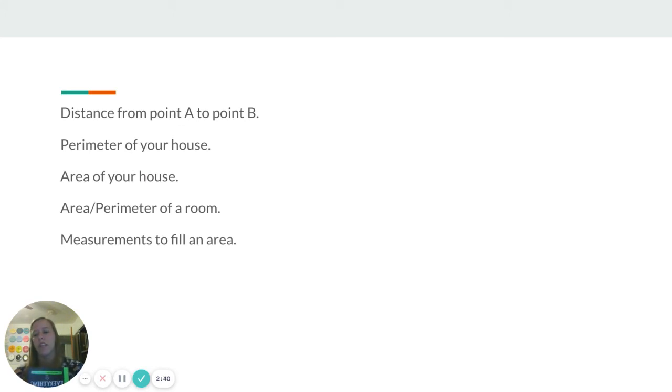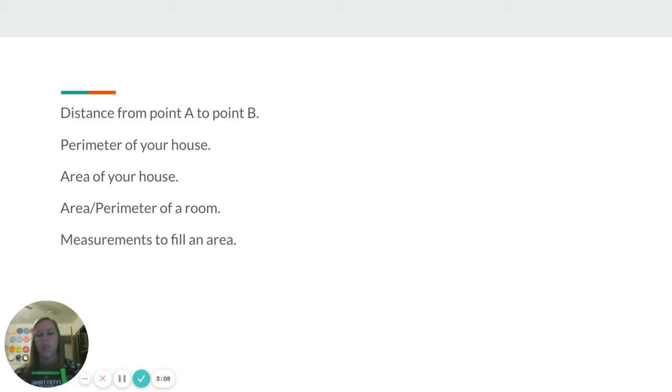Okay, so some things that you can do in the real world for measurement. Distance from point A to point B. In this case, that's not what we're doing, but that's okay. You can find the perimeter of your house, find the area of your house, or the perimeter and area of a room. Maybe you need to find out how big an area is because that's how much of a roll of paper or something you need.